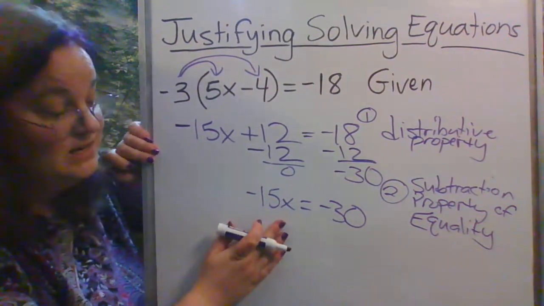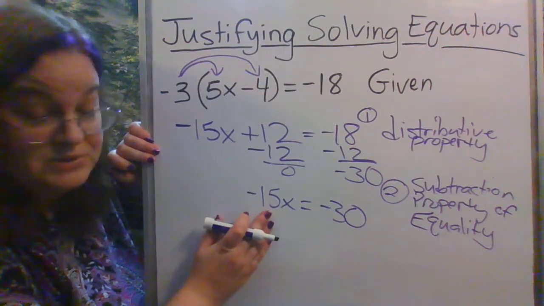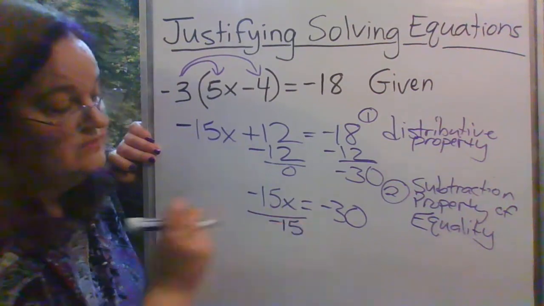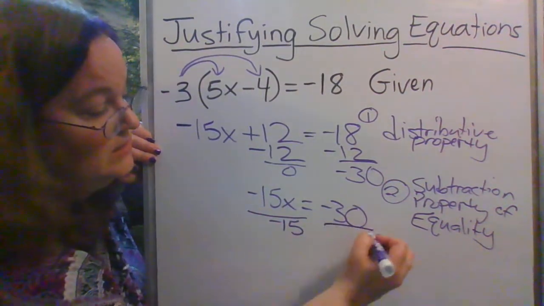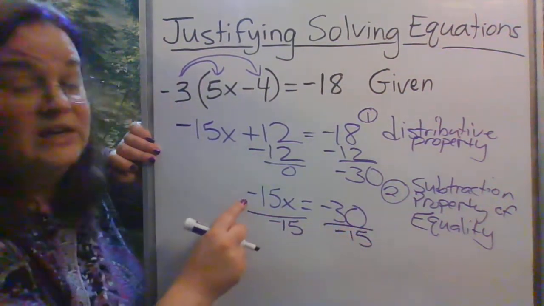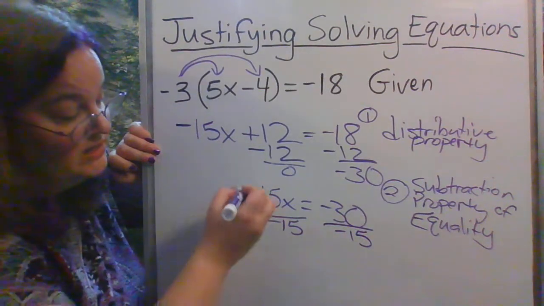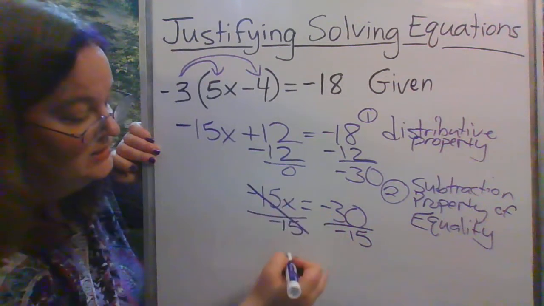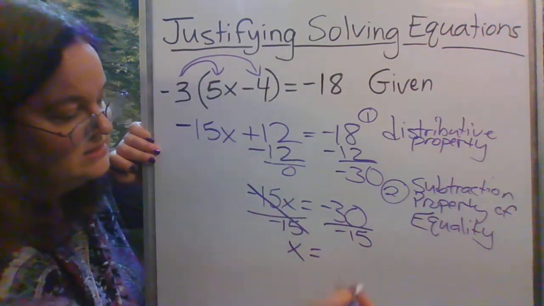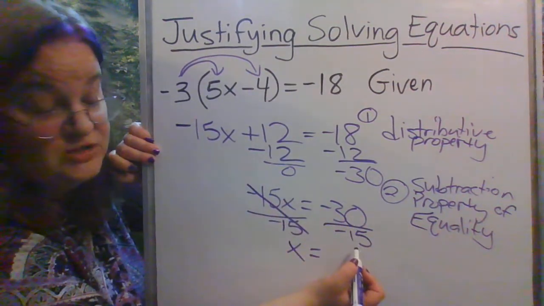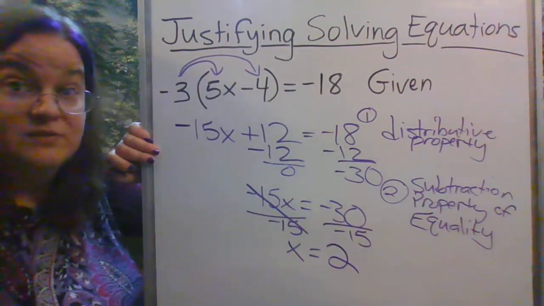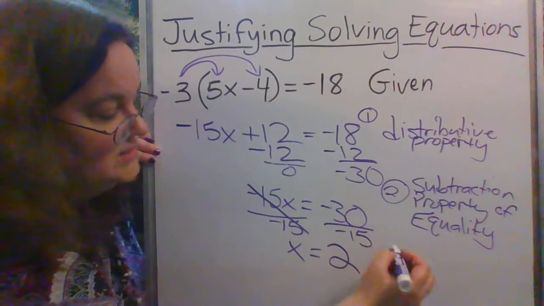And then my last step here, the opposite of multiplying by -15 is dividing by -15. If I divide this side by -15, I divide this side by -15. -15 divided by -15 is 1, because anything divided by itself is 1, times x is x. 30 divided by 15 is 2, and a negative divided by a negative is a positive. So the final answer is going to be x equals 2.